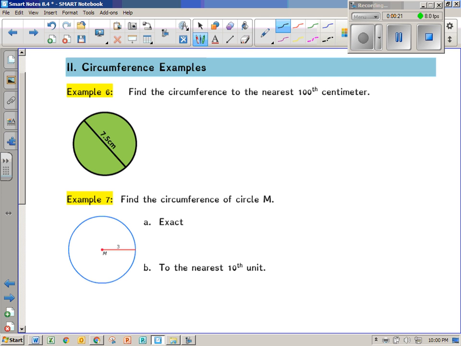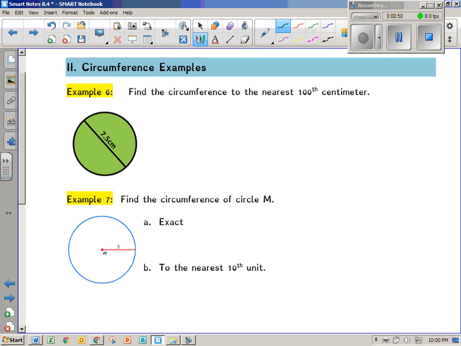Since a circle is not a polygon, it doesn't have a perimeter. It just has circumference. And it's easy to remember because it starts with "cir," just like circle. So the term circumference does not refer to any other distance of any other shape, just circles. So there's a formula for circumference, and notice in the instructions it says to round to the nearest 100th centimeter.